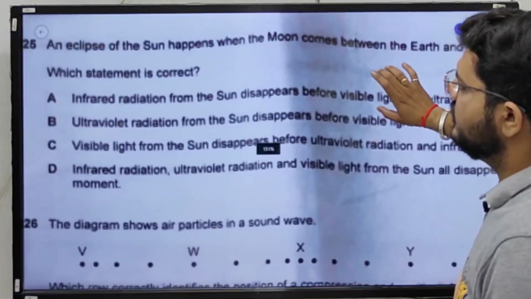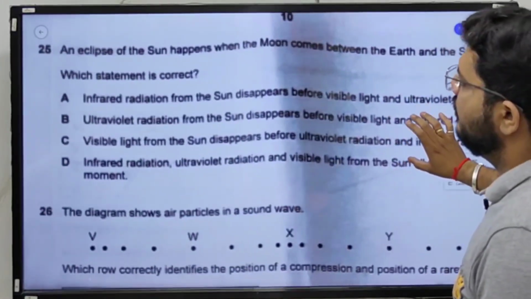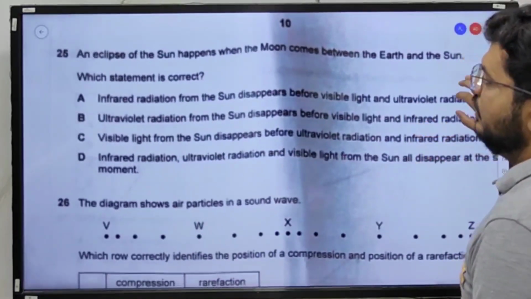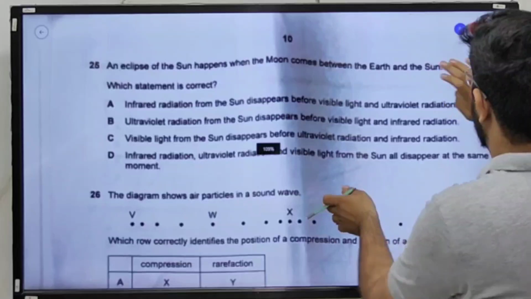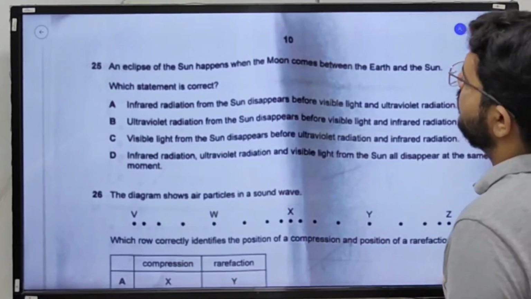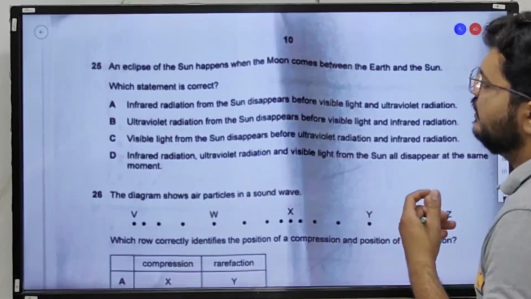Let's see the next question you have. Question 25. Okay. Just a second. Yeah. Okay. 25. An eclipse of the sun happens when the moon comes between Earth and the sun.